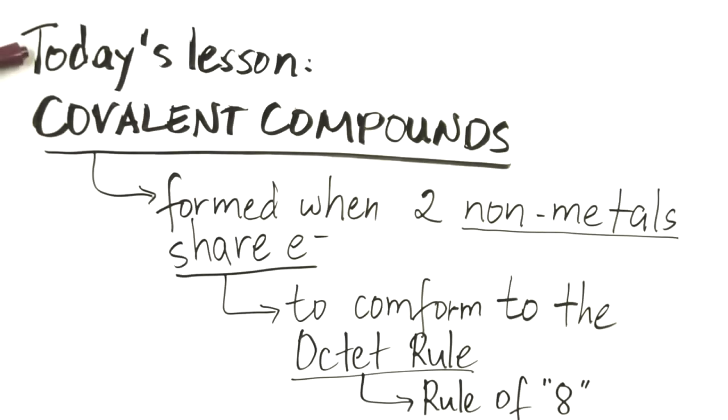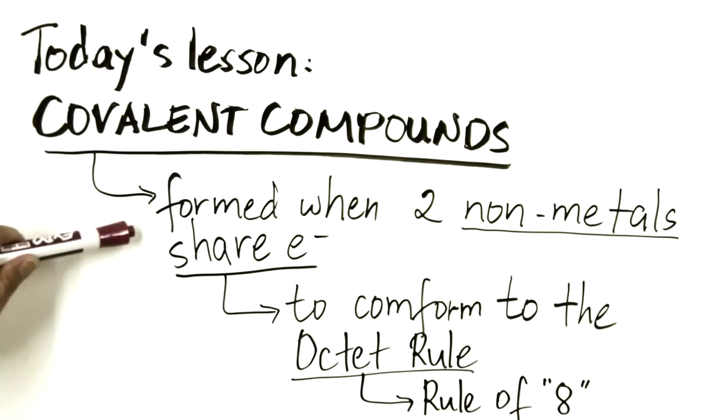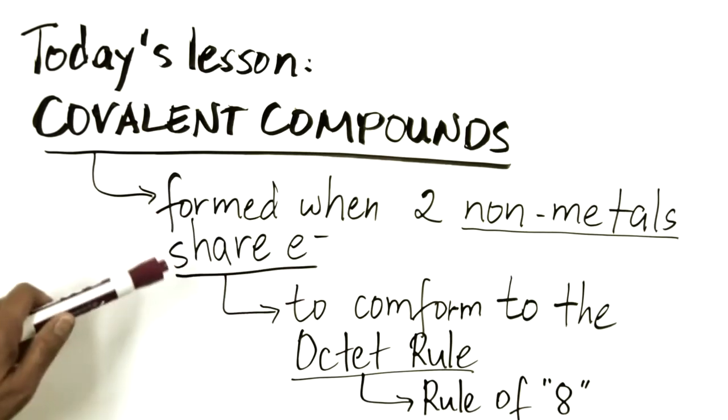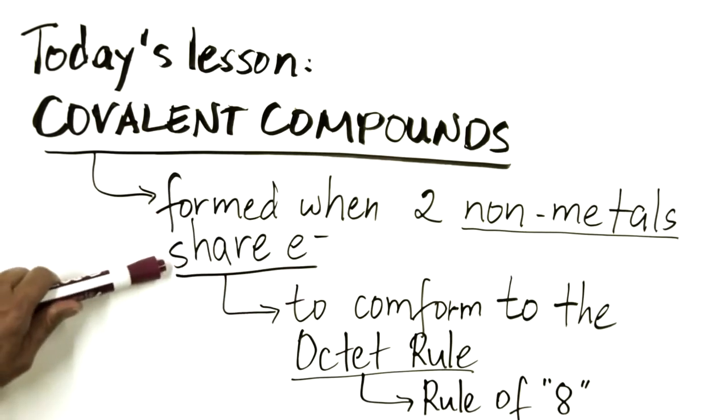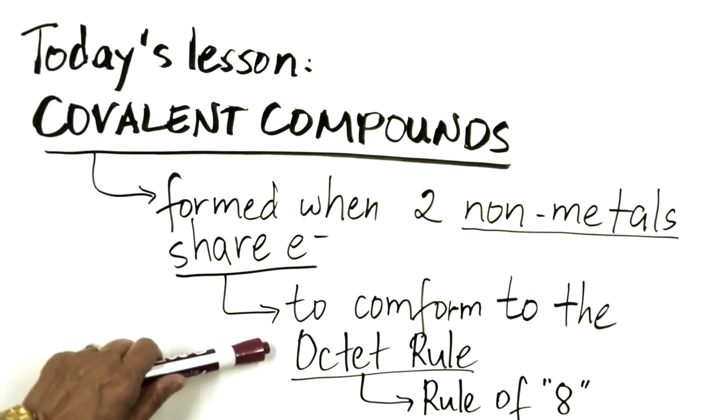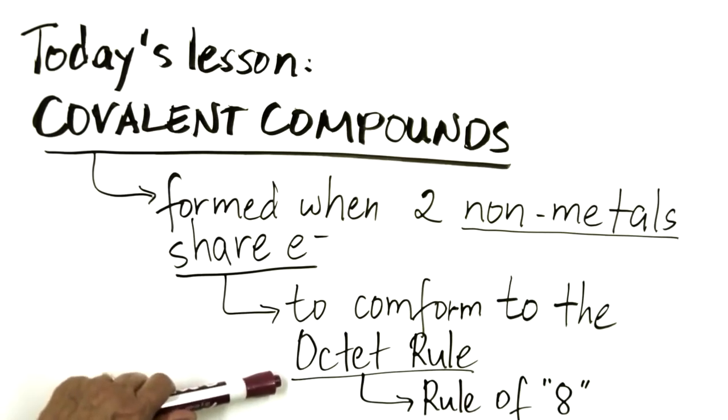Today's lesson is on covalent compounds. What are covalent compounds? These are compounds formed when two or more nonmetals share electrons. And why do they share electrons? Because they need to conform to the octet rule.